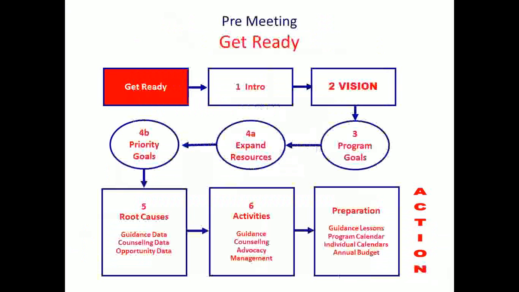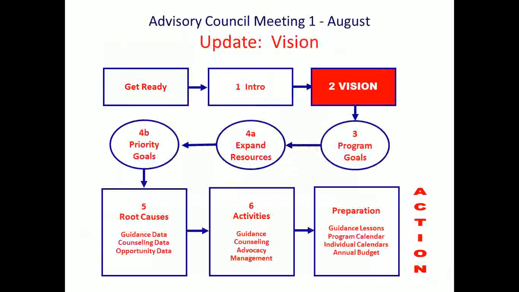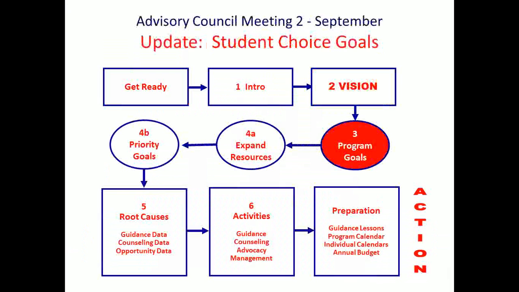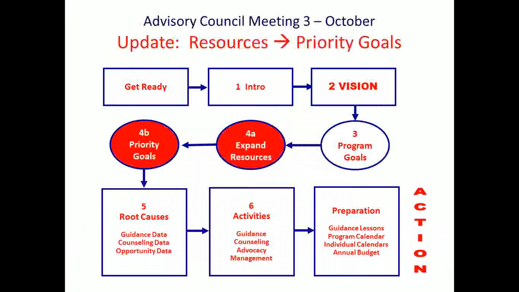So this is the process we've been using. The very first step we did was to get ready. We put together a steering team, we collected data, we did some self-studies, and we convened an advisory council. Then as a renewal school, we went to update our vision statement. We did that in August. And then we updated our student choice goals. We expanded our resources and we established priority goals.